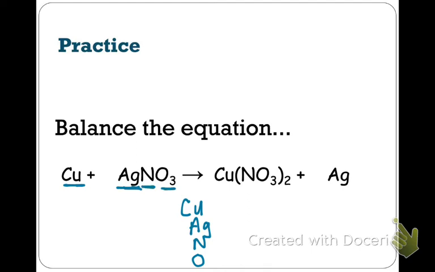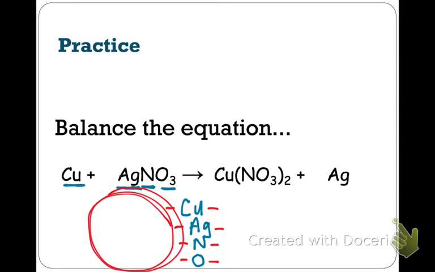Okay, and the next thing I do is I kind of give myself some space to work, because on this side of the list, I'm going to count all of the atoms on this side of the reaction, right? I'm going to put all my reactants over here. On the other side, I'm going to list all of the atoms in my product, right? They're the same atoms, but I'm going to count them.